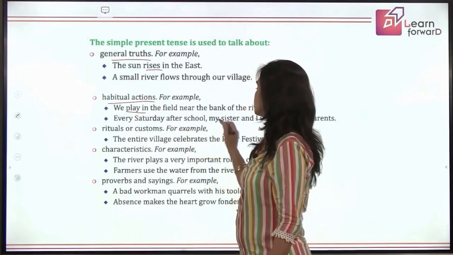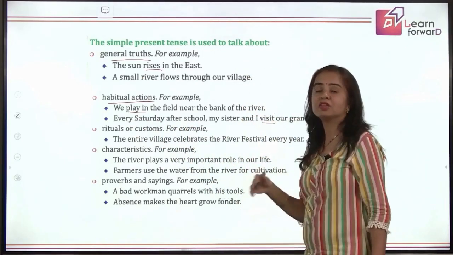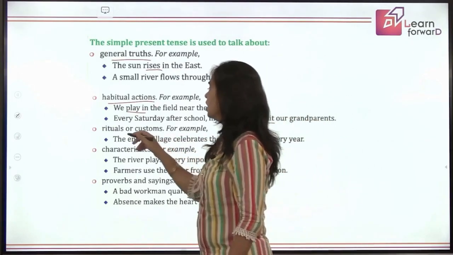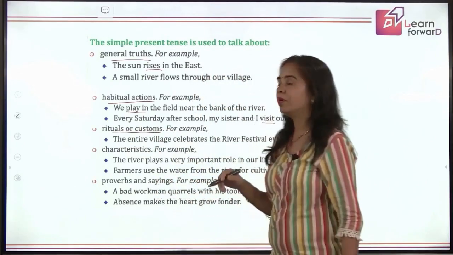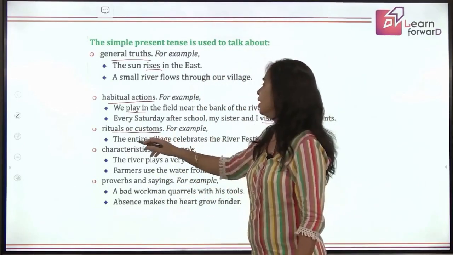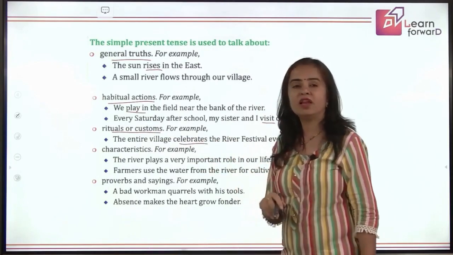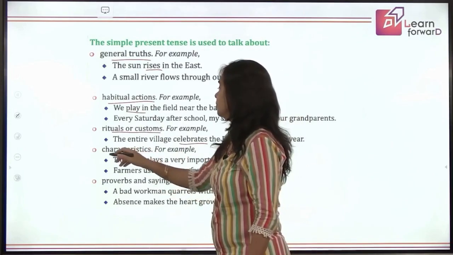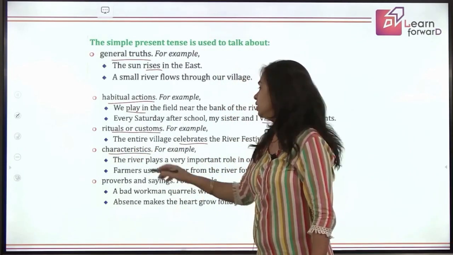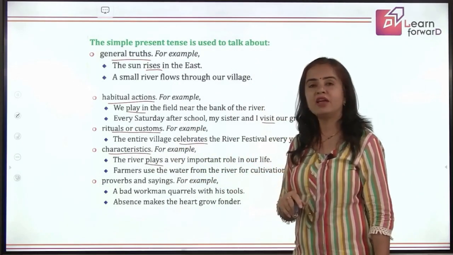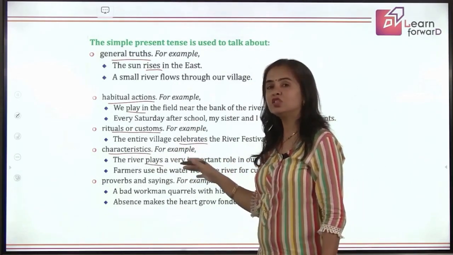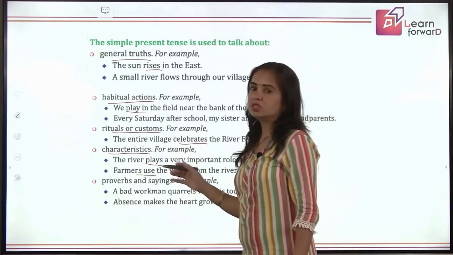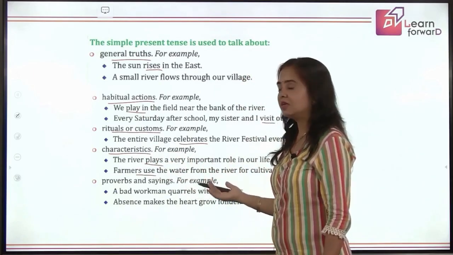Every Saturday after school, my sister and I visit our grandparents. So it's your routine. Every weekend you go there. So you are using simple present tense. Rituals or customs, when you talk about them, we use simple present tense, like the entire village celebrates the river festival every year. So we are talking here about the custom of the village. When we talk about the characteristics, like the river plays a very important role in our life. So we are telling the characteristic, the feature of river. Farmers use water from river for cultivation. So this is again a characteristic, that is a routine.